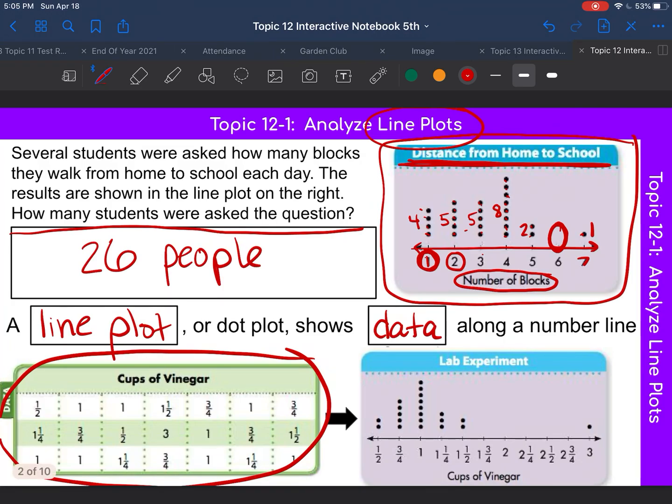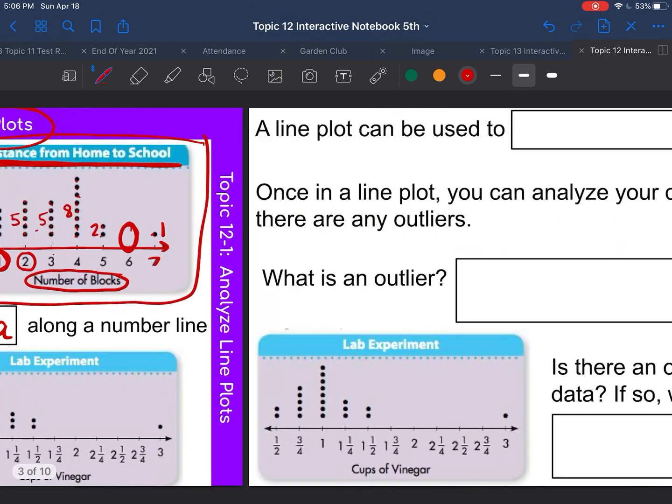So instead of just seeing all of the data in a table, what we do is we create a line plot. And now that it's in a line plot, it's really easy to see how many half cups of vinegar you use, how many 3/4 cup vinegars you use, how many 1 cup vinegar, and so on. Okay, it's really easy to kind of see and organize that information in a line plot.